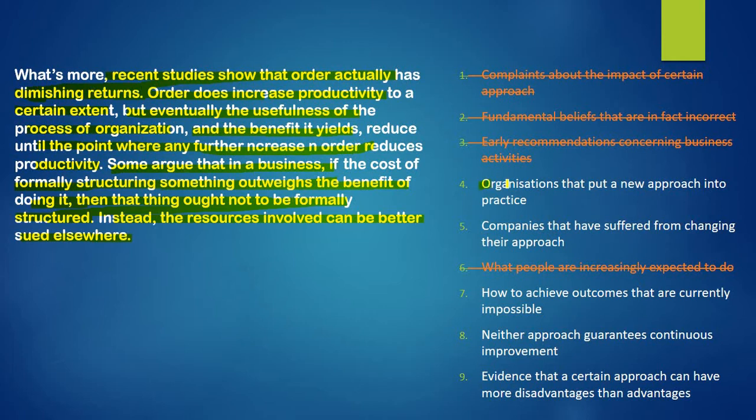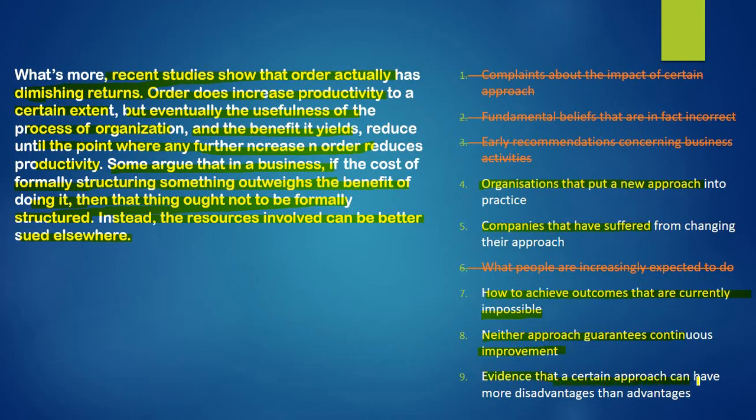So the fourth heading says organizations putting a new approach into practice. No. Companies that have suffered. No. How to achieve outcomes that are currently impossible. No, we did not read about anything being impossible either. Neither approach guarantees continuous improvement. We did read about improvement and benefits, but not about continuous improvement or any approach.